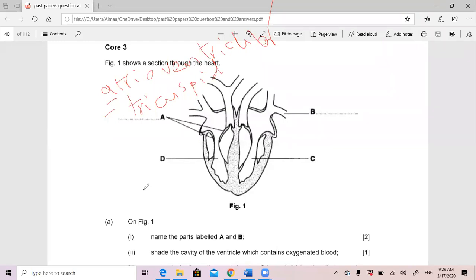Mr., B is, I think, the pulmonary vein. Thanks. Pulmonary vein. B is pulmonary, like that.